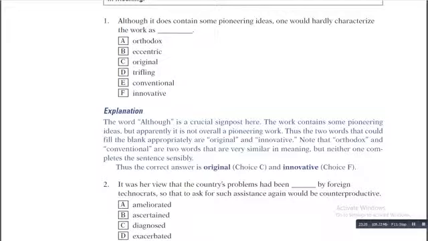See, although it's a critical signpost here, the work contains some pioneering ideas, but apparently it is not overall a pioneering work. Thus, the two words that could fill the gap are original and new. So now another thing I also tell you, getting one is not enough. If you choose innovative alone and you didn't choose original, you will miss it. If you choose F, which is innovation, and you choose A, which is original, you missed. You missed this.